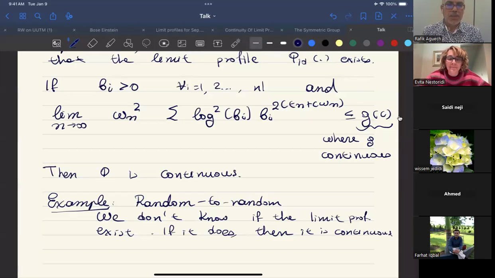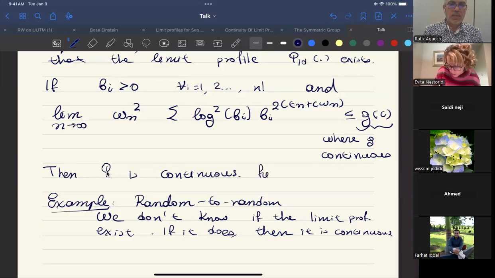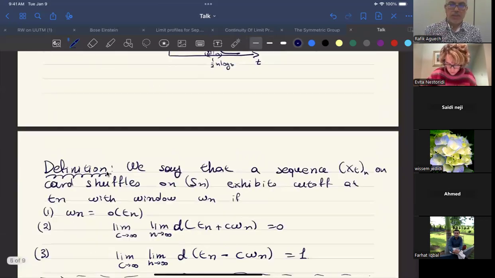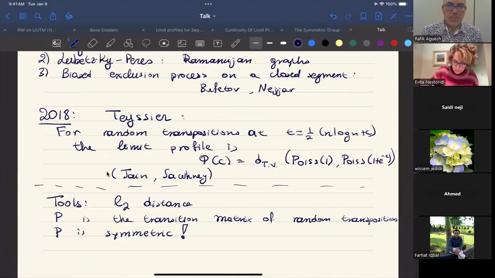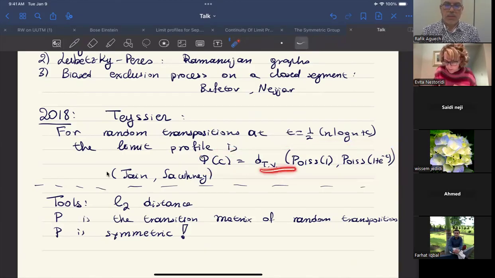What do you mean here by Q is continuous? It's not Q, it's phi. This is the limit profile. Yes, sorry. Is a continuous function of C. For example, if we go to this theorem of Teissier saying that the limit profile of random transposition is given by this, one can easily check that this is a continuous function of C. And it's also confirmed by my theorem. It's not only for random transpositions. I'm saying that if some conditions are met, you expect to see a continuous function as the answer.